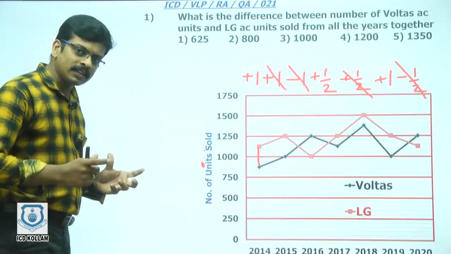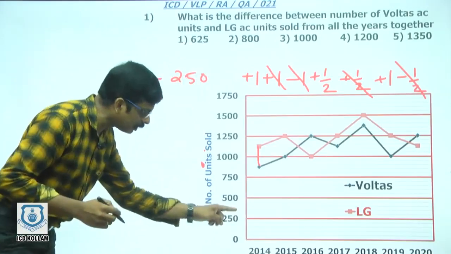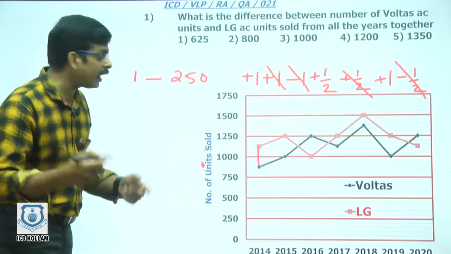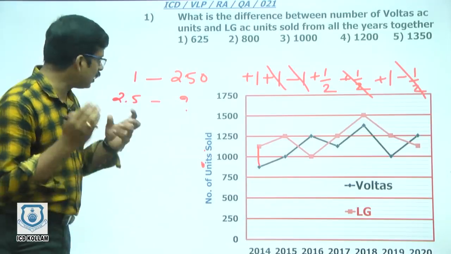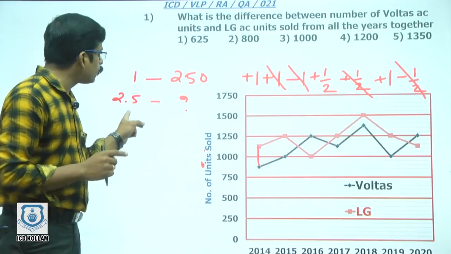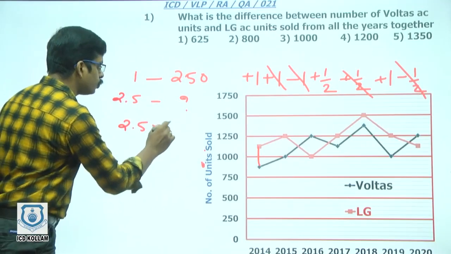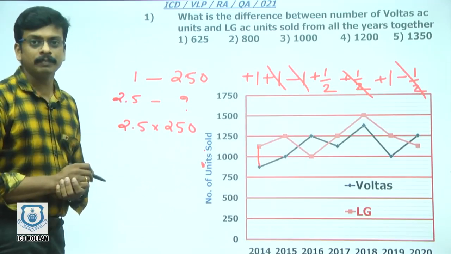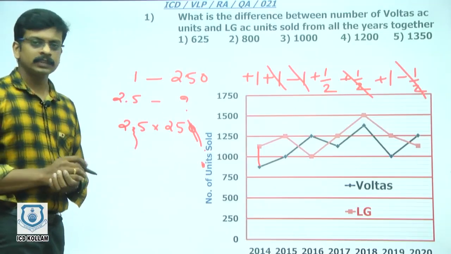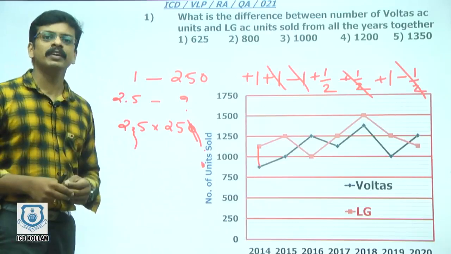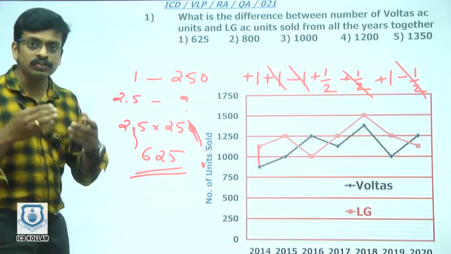So my 1 block is 250, it is very clear from here, and you need to find my 2.5 blocks. So definitely 2.5 blocks means 2.5 into 250. So 2.5 into 250 is the required difference. We can say this 0 goes to this number, and it will be a beautiful 25 into 25, 625. 625 is the correct answer for this question.